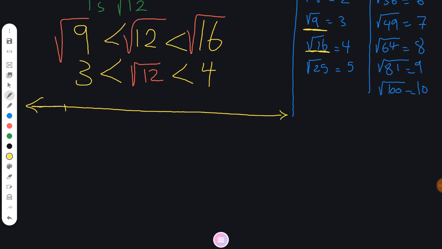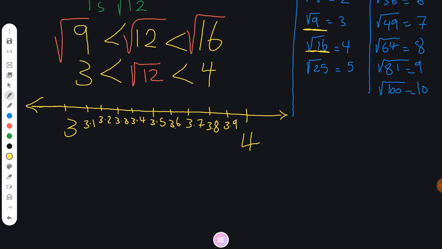If we want to represent it on the number line, we can write it like that. Here we have 3, here 3.1, 3.2, 3.3, 3.4, 3.5, 3.6, 3.7, 3.8, 3.9, and 4. So the square root of 12 is located between 3 and 4.